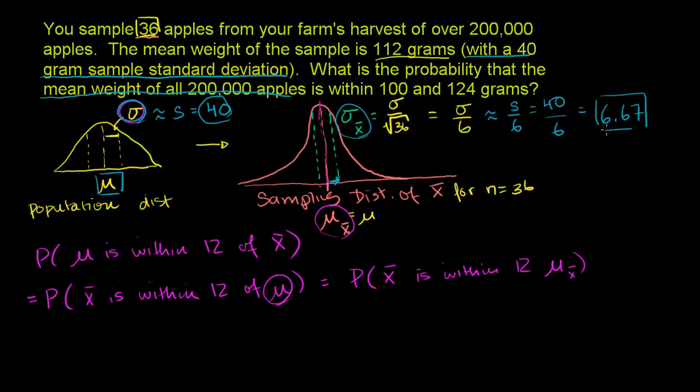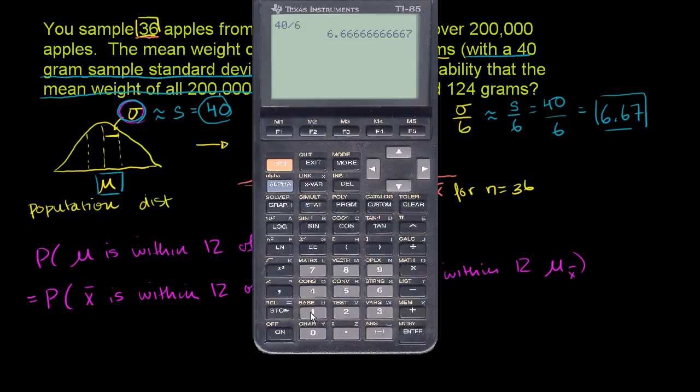Well, we just divide 12 by 6.67. So let me get the calculator back up. If we have 12, I'll just divide by this exact number. 12 divided by answer, where answer just means the last answer we got. That gives us 1.8 exactly. The numbers just happen to work out well.